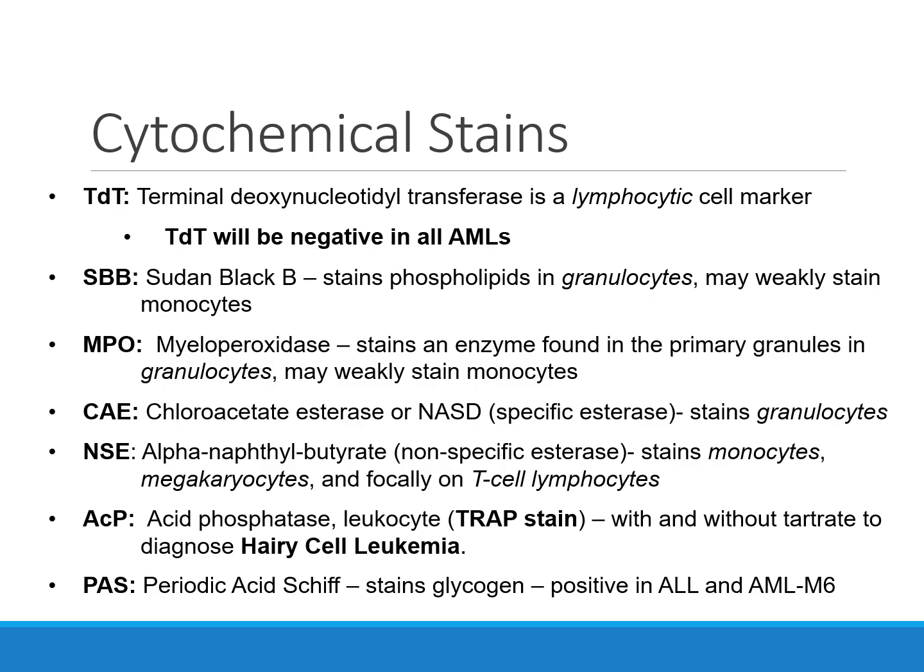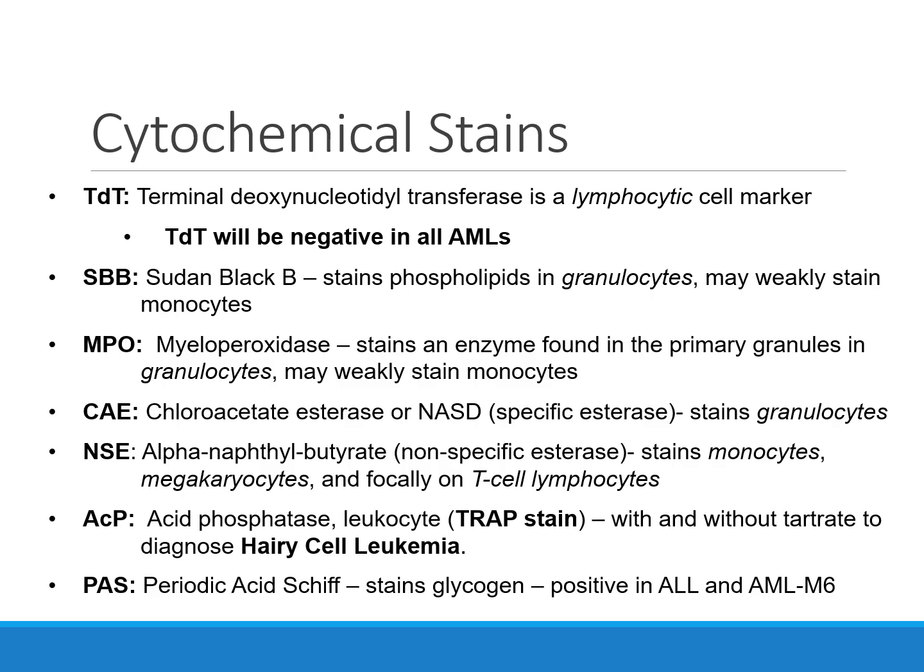Next, we're going to have one called ACP, or acid phosphatase leukocyte. We call this the TRAP stain, with and without tartrate, to diagnose hairy cell leukemia. Now, hairy cell leukemia is a rare condition, and this TRAP stain is specific for hairy cell leukemia. And we're going to talk all about that in just a bit.